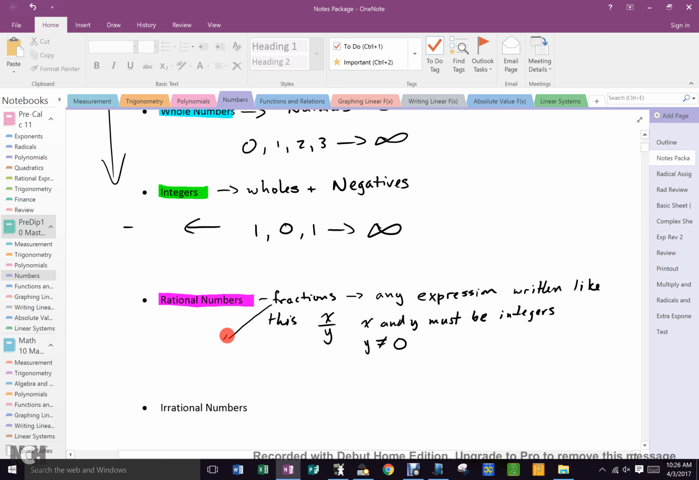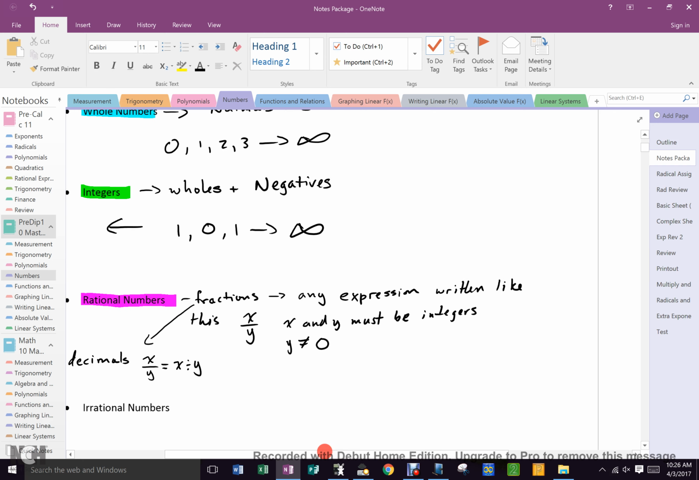But they are also decimals, because X over Y means X divided by Y. And that gets you your decimal. Is everybody cool?